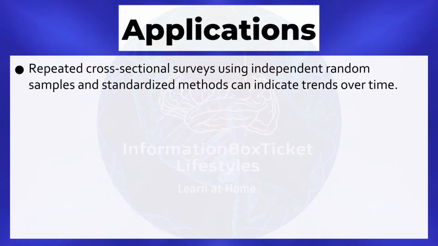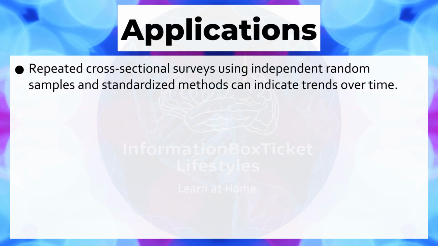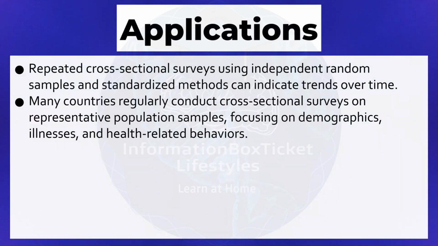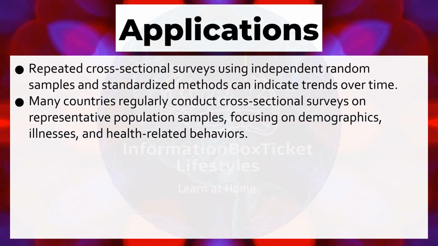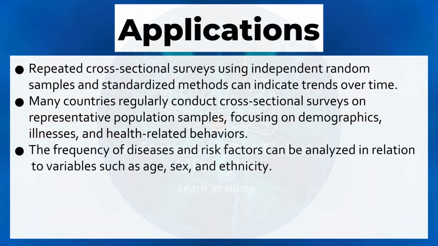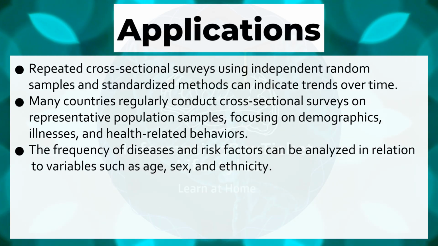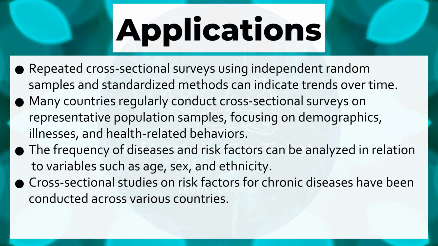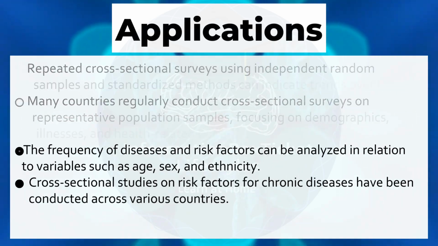Repeated cross-sectional surveys using independent random samples and standardized methods can indicate trends over time. Many countries regularly conduct cross-sectional surveys on representative population samples, focusing on demographics, illnesses, and health-related behaviors. The frequency of diseases and risk factors can be analyzed in relation to variables such as age, sex, and ethnicity. Cross-sectional studies on risk factors for chronic diseases have been conducted across various countries.